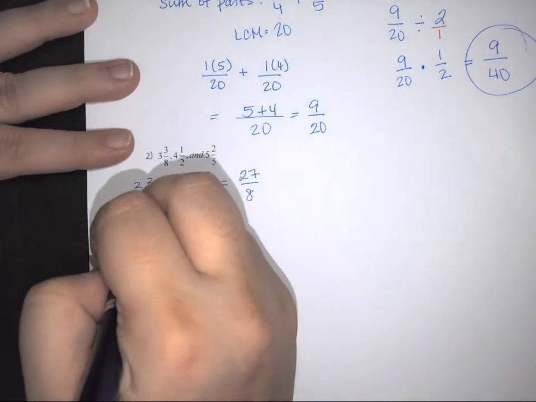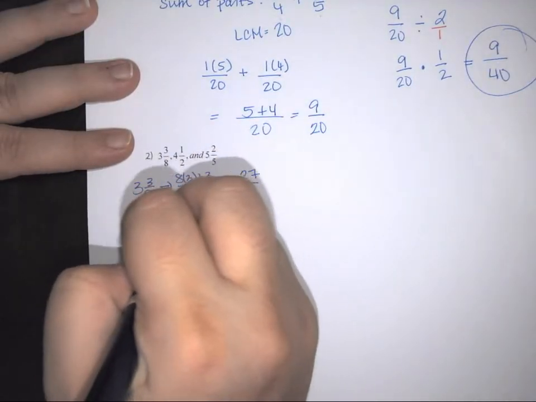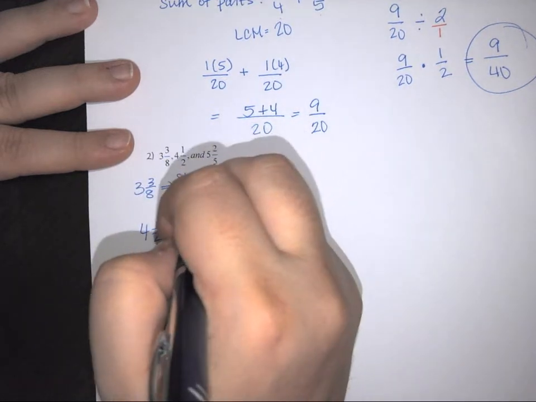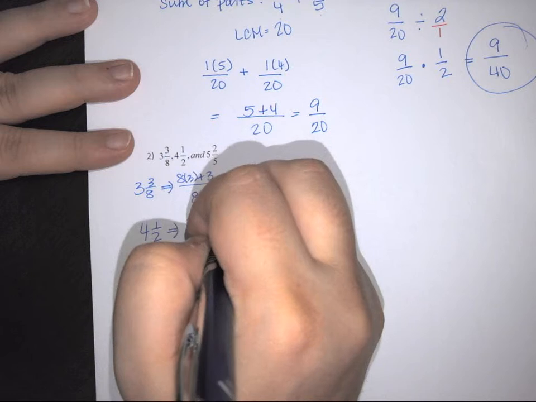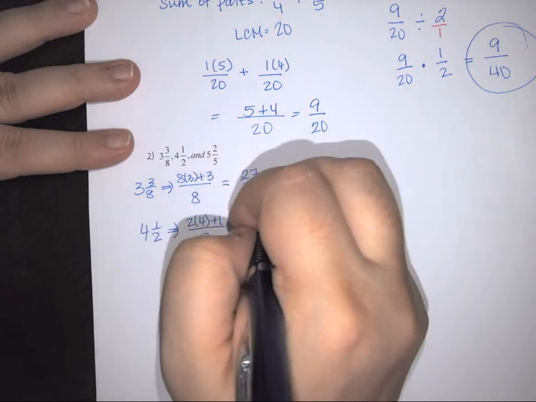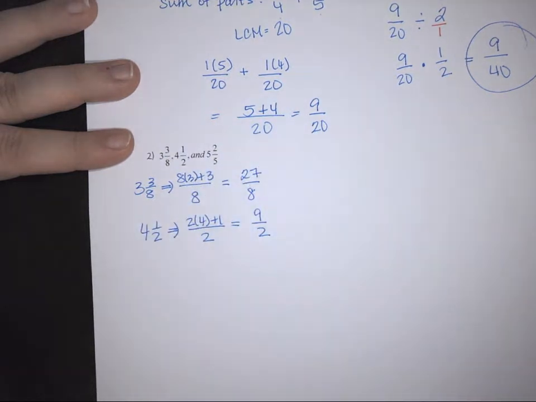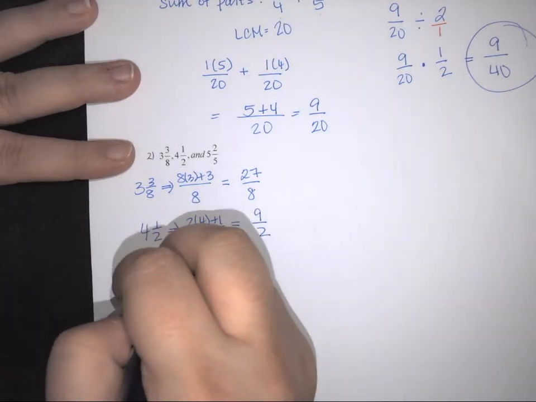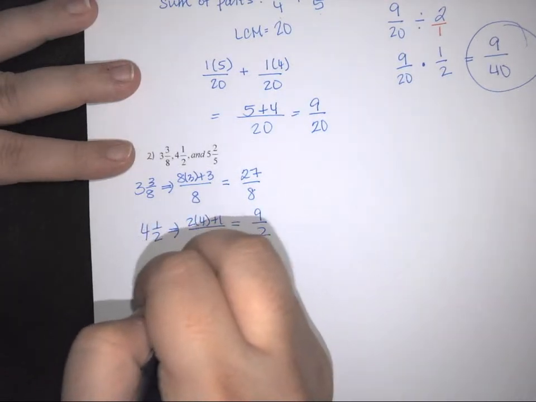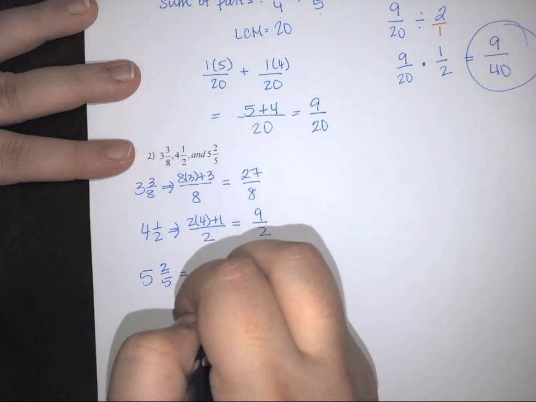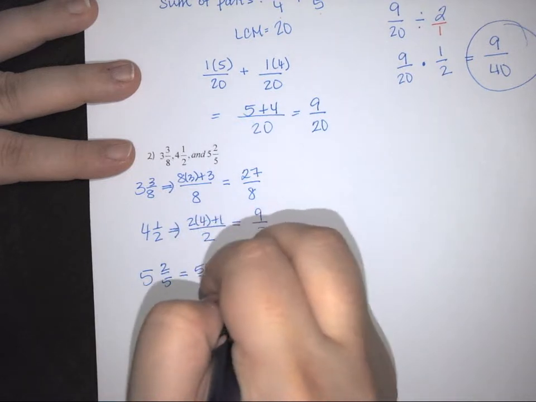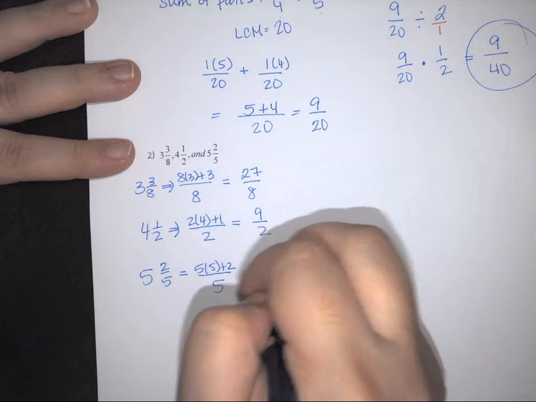I then have 4 and 1/2. So again, that's going to be a 2 on the bottom, and I'm going to have 2 times 4 plus 1, which gives me 9 over 2. I then have 5 and 2/5. So 5 on the bottom, and then this is going to be 5 times 5 plus 2, which equals 27 over 5.